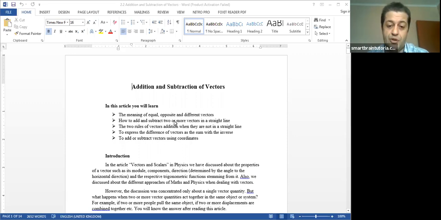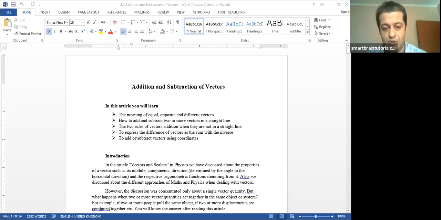How to add and subtract two or more vectors in a straight line first. Then I'm going to explain the two rules of vectors addition when they are not in a straight line. And then I'm going to explain the difference of vectors as the sum with the inverse, because the difference of vectors means if we subtract two vectors, but we are going to express it as a sum of vectors, not as a difference.